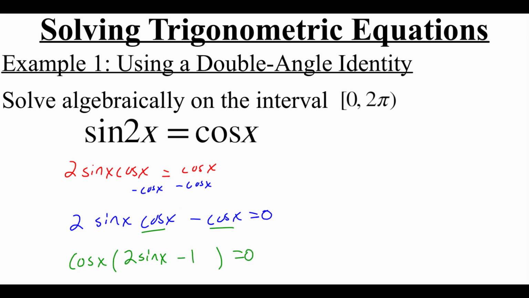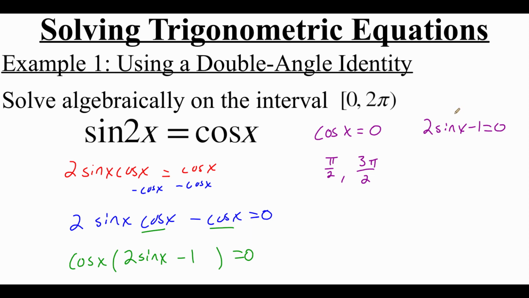And now that we have this factored, we're going to take each individual factor and set it equal to 0. So we take the cosine of x and set that equal to 0. And then we take the 2 sine of x minus 1 and we set that equal to 0. Now this first piece is ready to solve. We're going to look on our unit circle. Remember, cosine is the x value from the ordered pair, so we're looking for an x value of 0. So that happens at the angles pi over 2 and 3 pi over 2. Now, because we're told to stay on the interval from 0 to 2 pi, we don't have to worry about coterminal angles with these, so that's our first set of answers.